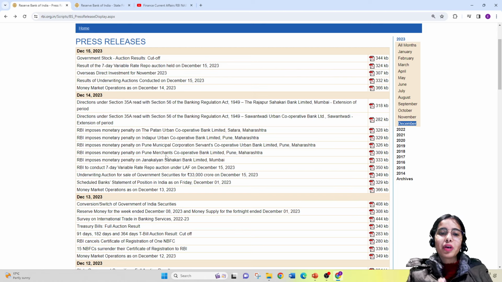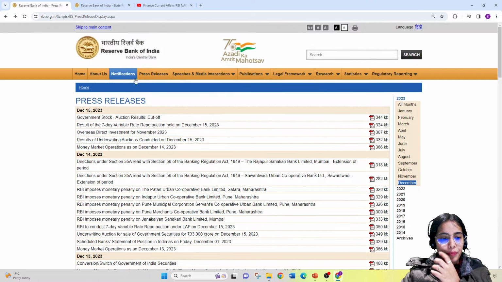So yes, the RBI website seems bulky, but it is not at all bulky if you understand what to pick and what to leave. If you start remembering all the banks that are facing penalties, all the auctions that are happening, of course you can never finish this RBI website. But once you understand how to pick the press releases, it becomes very easy.